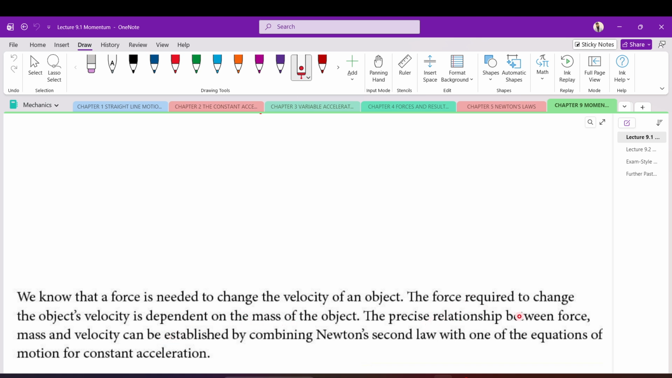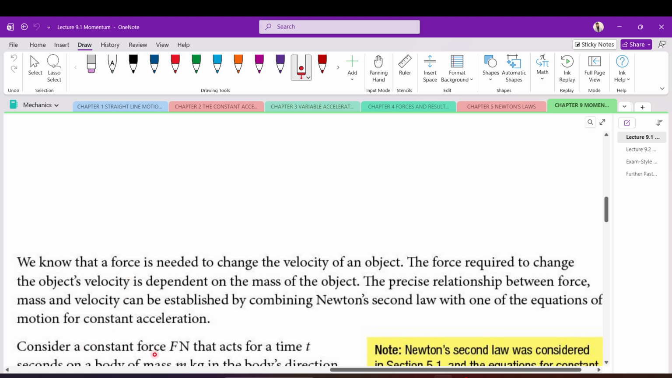The precise relationship between force, mass, and velocity can be established by combining Newton's second law with one of the equations of motion for constant acceleration. Newton's second law was F is equal to ma, where F is the resultant force, m is the mass of the object, and a is the acceleration of the object. And the equations of motion are what we covered in chapter number 2, where we had five different equations. These equations were applicable in situations where the acceleration is constant.